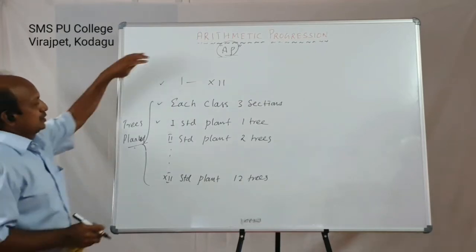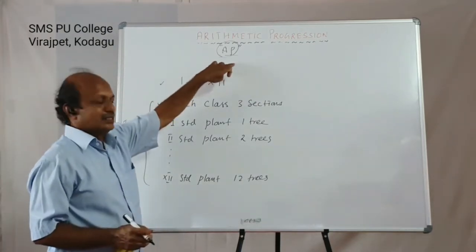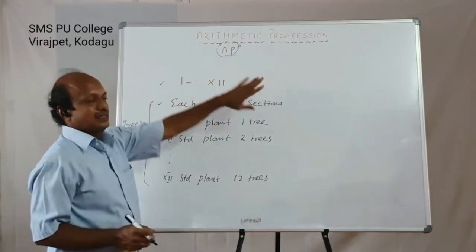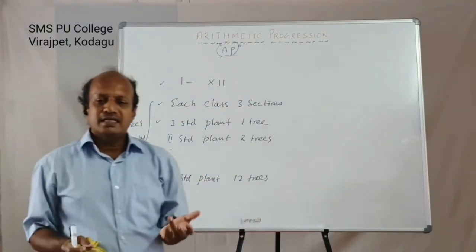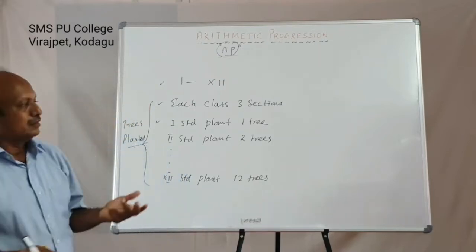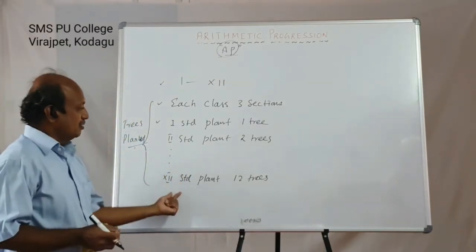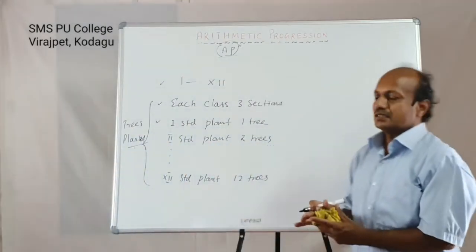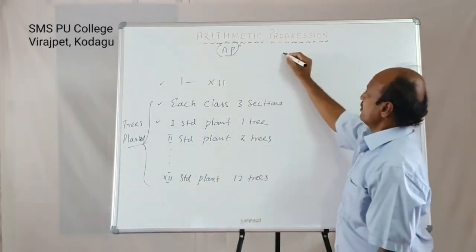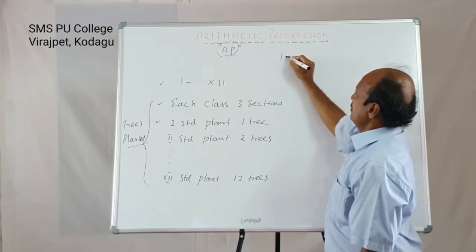Let me repeat. The school has first standard to 12th standard. Each class has 3 sections. That means first A, first B, first C. Similarly, second A, second B, second C. Next, third A, third B, third C, up to 12th A, 12th B, 12th C. That means totally how many classes are there? 36 classes, right?